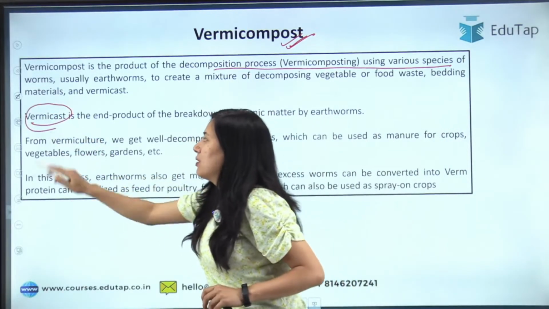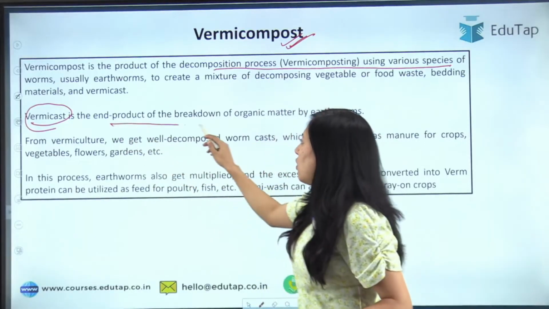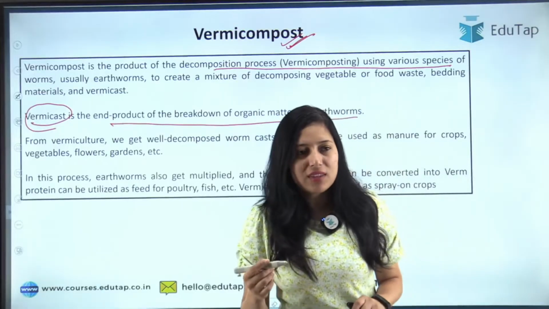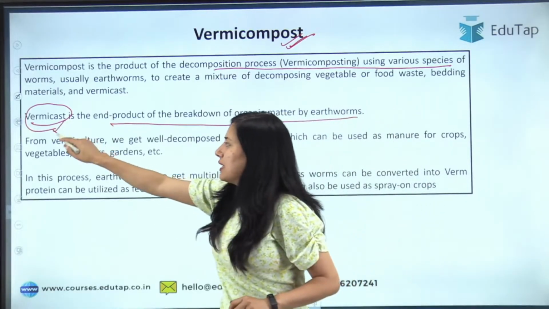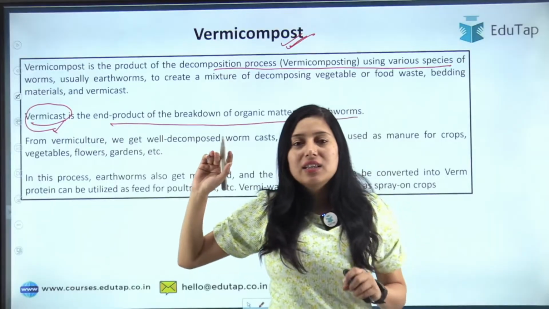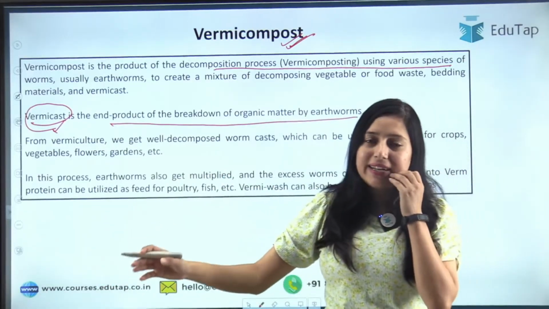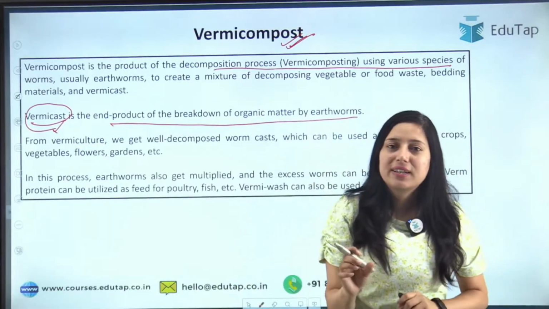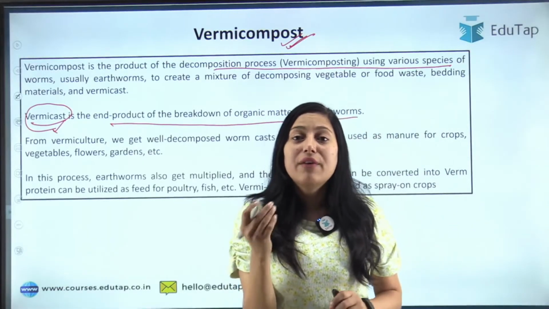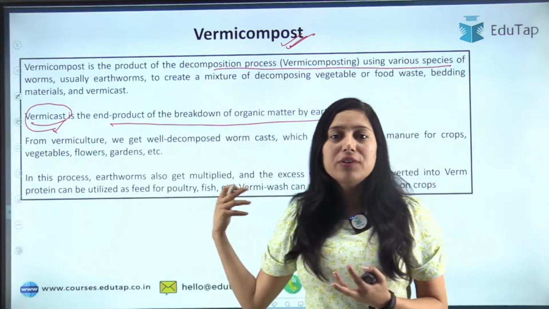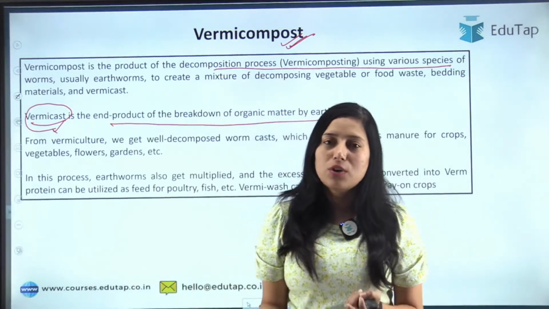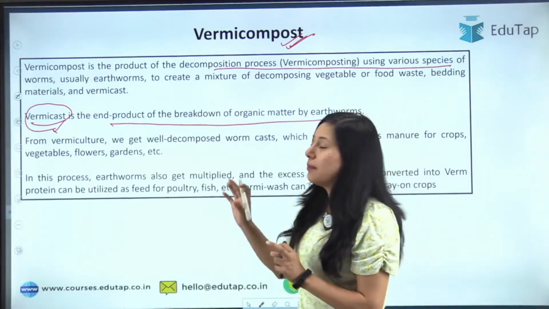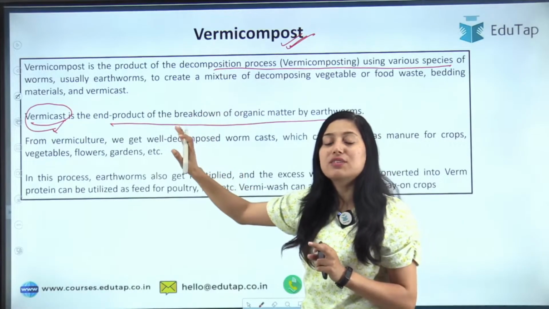Now what is the meaning of vermicast? Basically it is the end product of the breakdown of organic matter by earthworms. Many times students ask me, ma'am, are vermicast and the compost that we get as an end result similar? Are they the same? So guys, there is a slight difference here, because during composting, various kinds of microorganisms along with your earthworms are doing the decomposition. But the compost made solely by your earthworms is called vermicast.